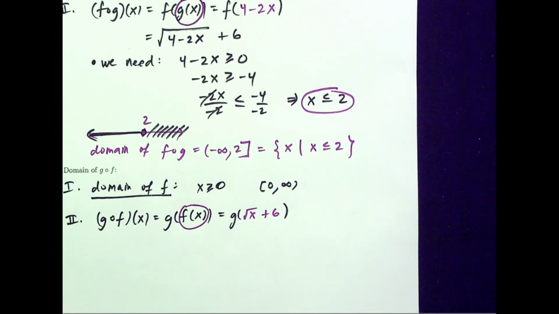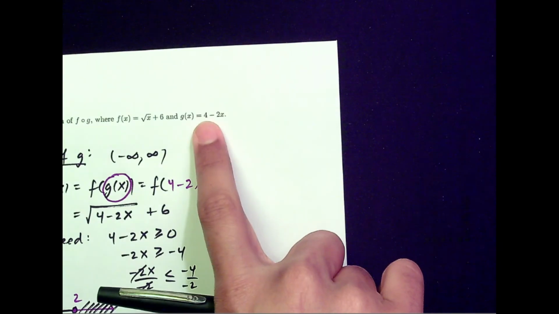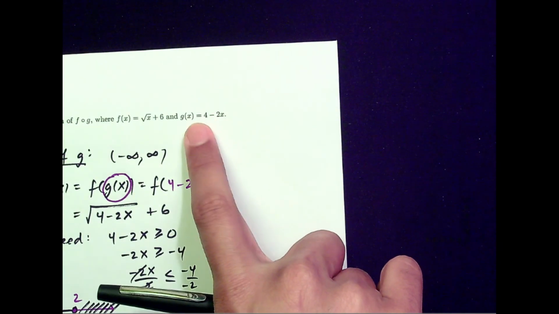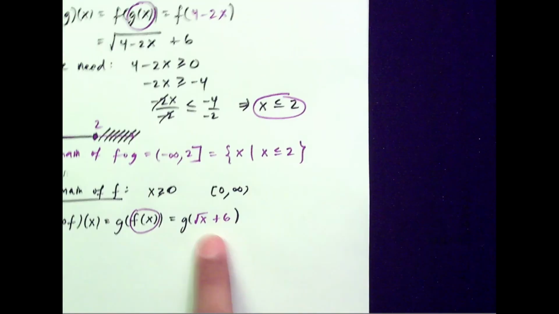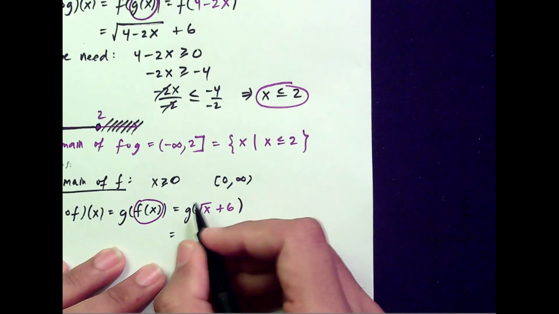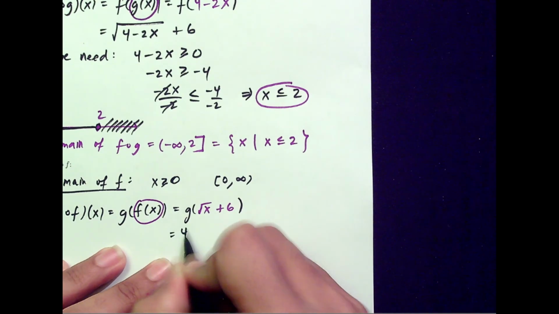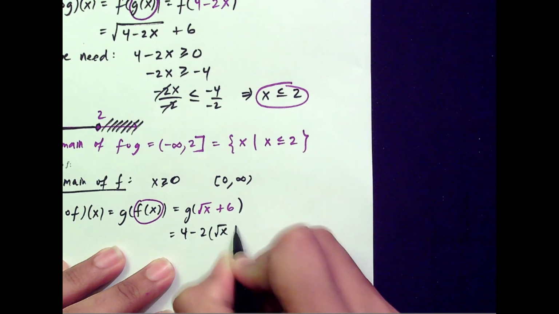And now in the formula for g, you're going to replace any x's with this. So in the formula for g, which is just 4 minus 2x, the x is going to get replaced with our new expression here, which is square root of x plus 6. So that means this is going to be equal to 4 minus 2, and instead of x, you put square root of x plus 6.